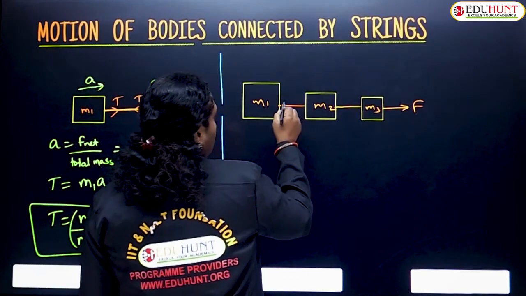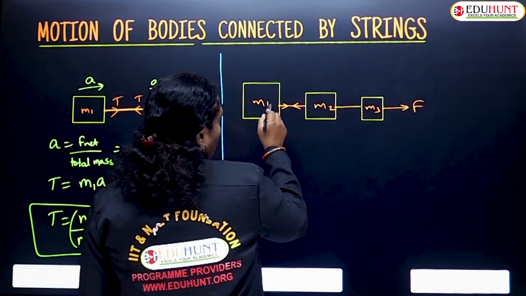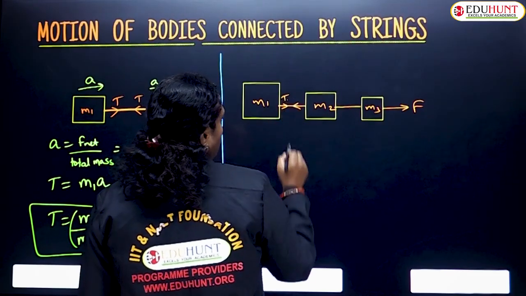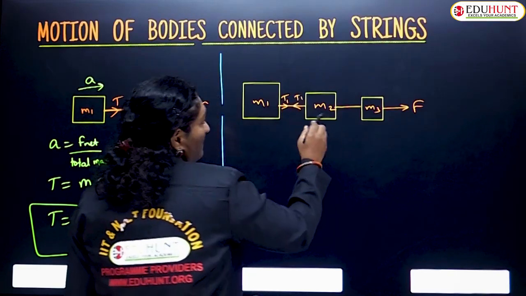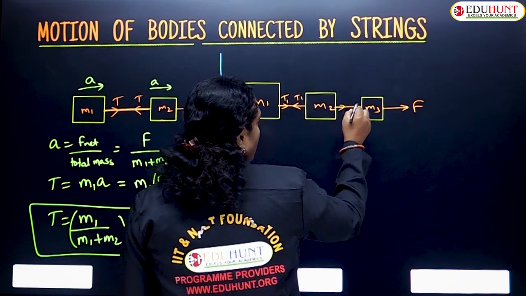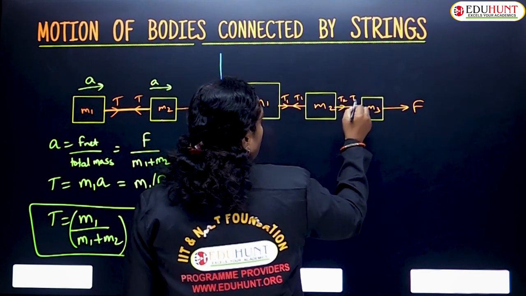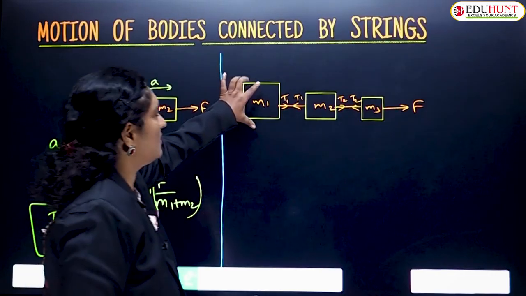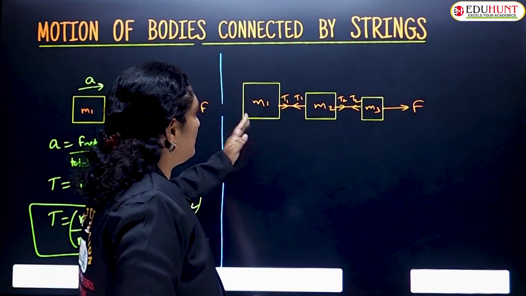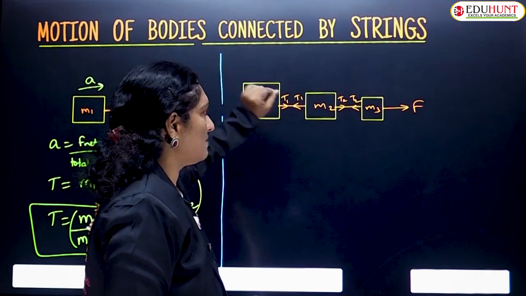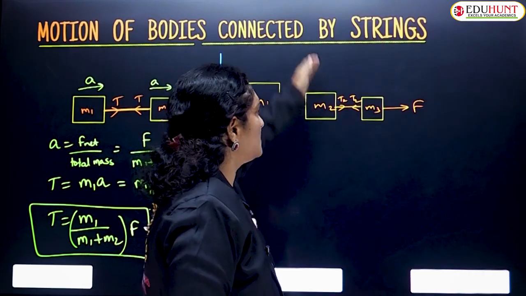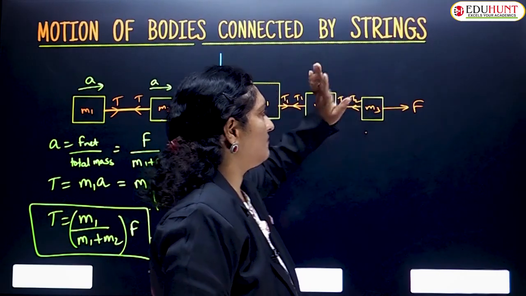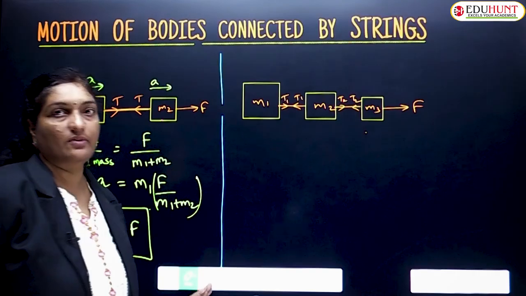M1 and m2 are connected by a string in which some tension must be acting. Let us represent this tension as T1, and between m2 and m3 another string is connected, in which some other tension, T2, might be acting. Here also, in the first figure, the downward force is m1g and the upward force is the normal reaction, both balanced. In the second figure, m2g downwards and the normal reaction upwards are balanced. Also m3g downwards and the normal reaction upwards are balanced.